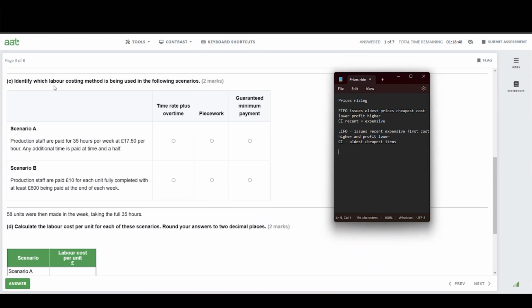So in part C, we need to identify which labour costing method is being used in the following scenarios. In scenario A, we can see production staff are paid for 35 hours a week at £17.50 per hour. Any additional time is paid at time and a half. Let's look at our table headings. We've got time rate plus overtime, we've got piecework, and we've got a guaranteed minimum payment. Well, we can see we've got a time rate being described here, haven't we?